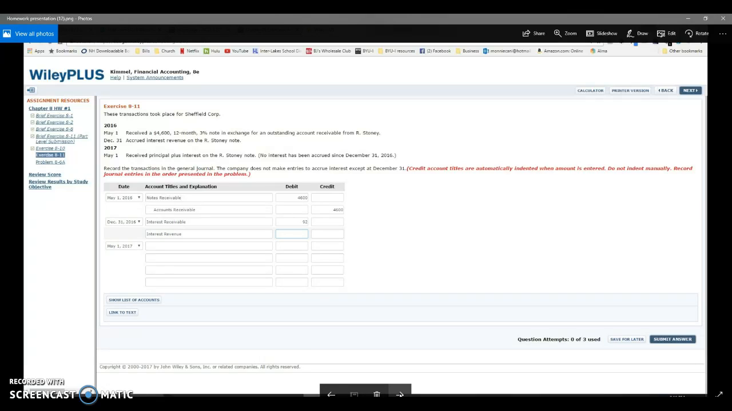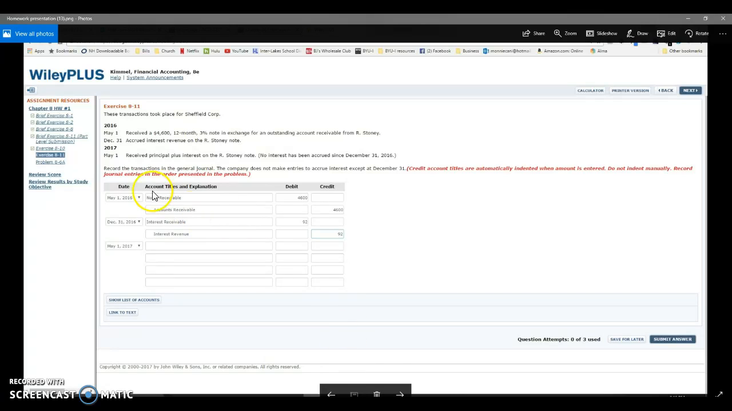And interest revenue is going to be credited because we want to increase that account. Revenue accounts increase with a credit. So we want to recognize that we are earning revenue from the interest.